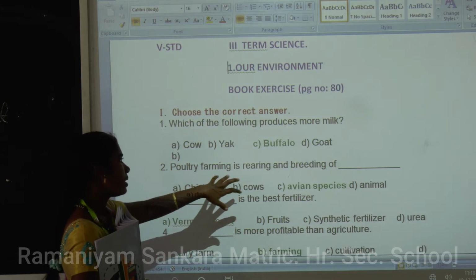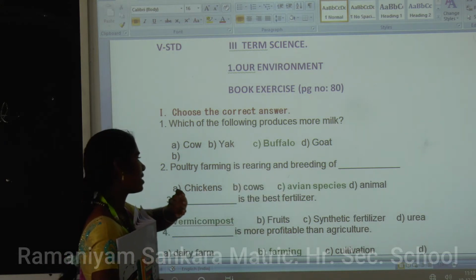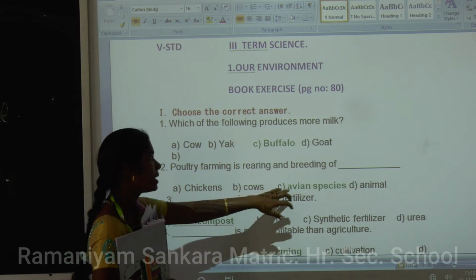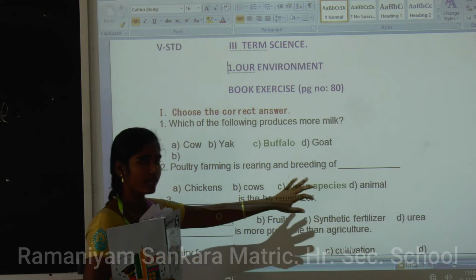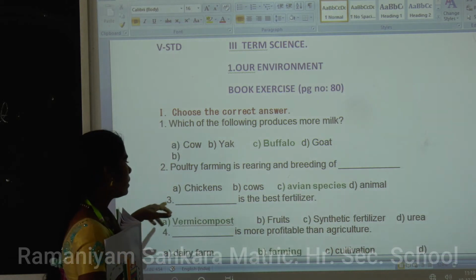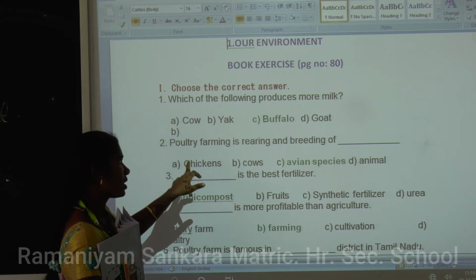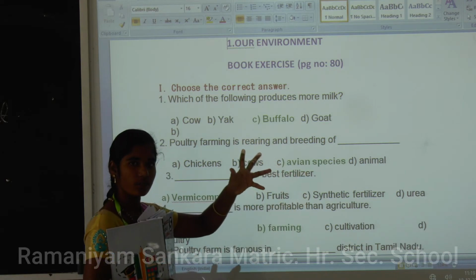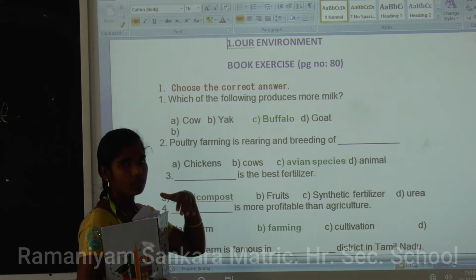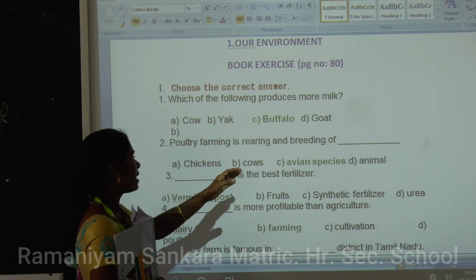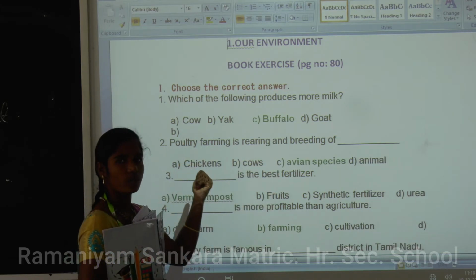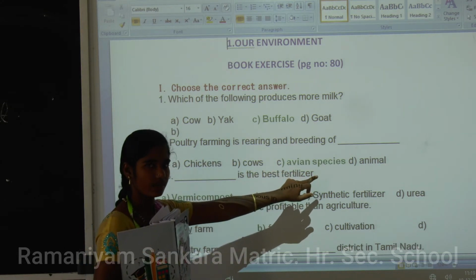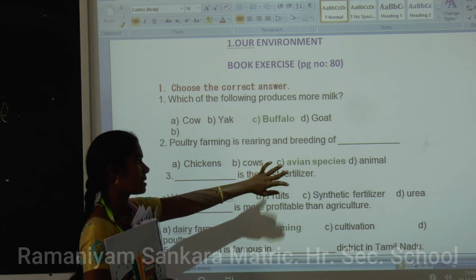Next, poultry farming is the rearing and breeding of dash. Okay, poultry farming ன்றது வளர்க்குறாங்க. எதை வளர்க்குறாங்க அப்படின்னா chickens, cows, avian species and animal. Okay, in these 4 which is the correct one? Okay, so chickens also we can say, but generally poultry farming சொல்லும்போது it is rearing of avian species. பறவை இனங்களை தான் மொத்தமாக வளர்ப்பாங்க. ஓகேவா, for their egg and meat purpose. எக்குக்காகவும் மீட்டுக்காகவும் வளர்ப்பாங்க. But in that avian species chickens we are doing most. Okay, அதனால் ஜென்ரலாக சொல்லும்போது avian species is the correct answer. Okay, so avian species is the correct one.